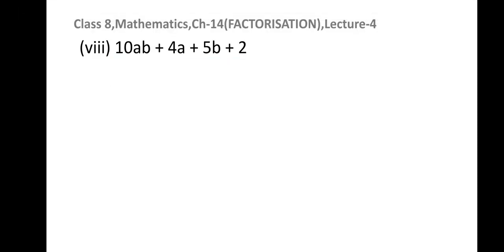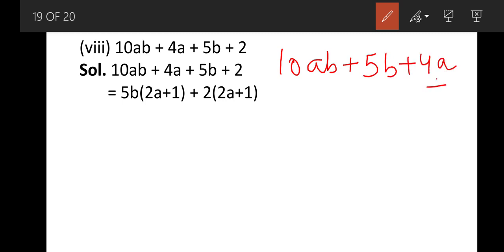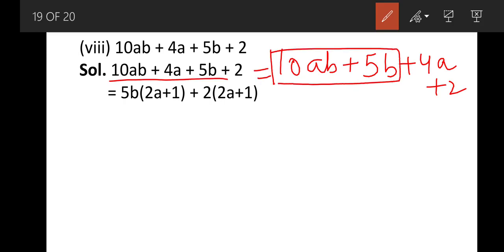Now this eighth part is 10ab plus 4a plus 5b plus 2. Now here again, what I have done is the grouping of 10ab plus 5b plus 4a plus 2. After this step you need to write down: 10ab plus 5b, this is your one group, and 4a plus 2, this is your another group. After this step, you can easily write the next step.